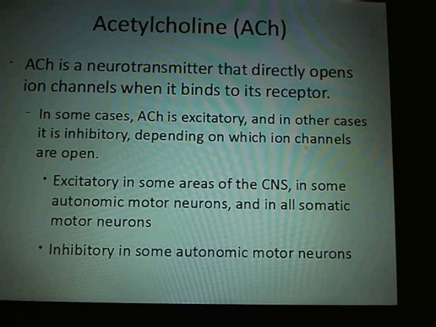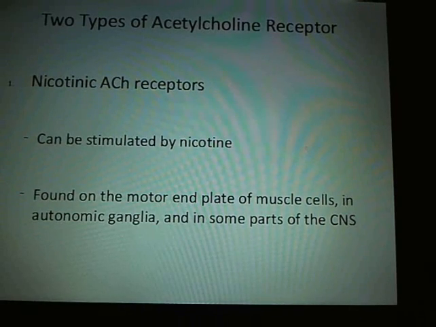Acetylcholine is a neurotransmitter, and it can be either excitatory or inhibitory. A neurotransmitter is what causes the ion channels to open. It binds to a receptor. It's also in the synapses between the neurons and carries the depolarization from one neuron to another. It's excitatory in the CNS and some of the autonomic motor neurons. It's inhibitory in some autonomic neurons.